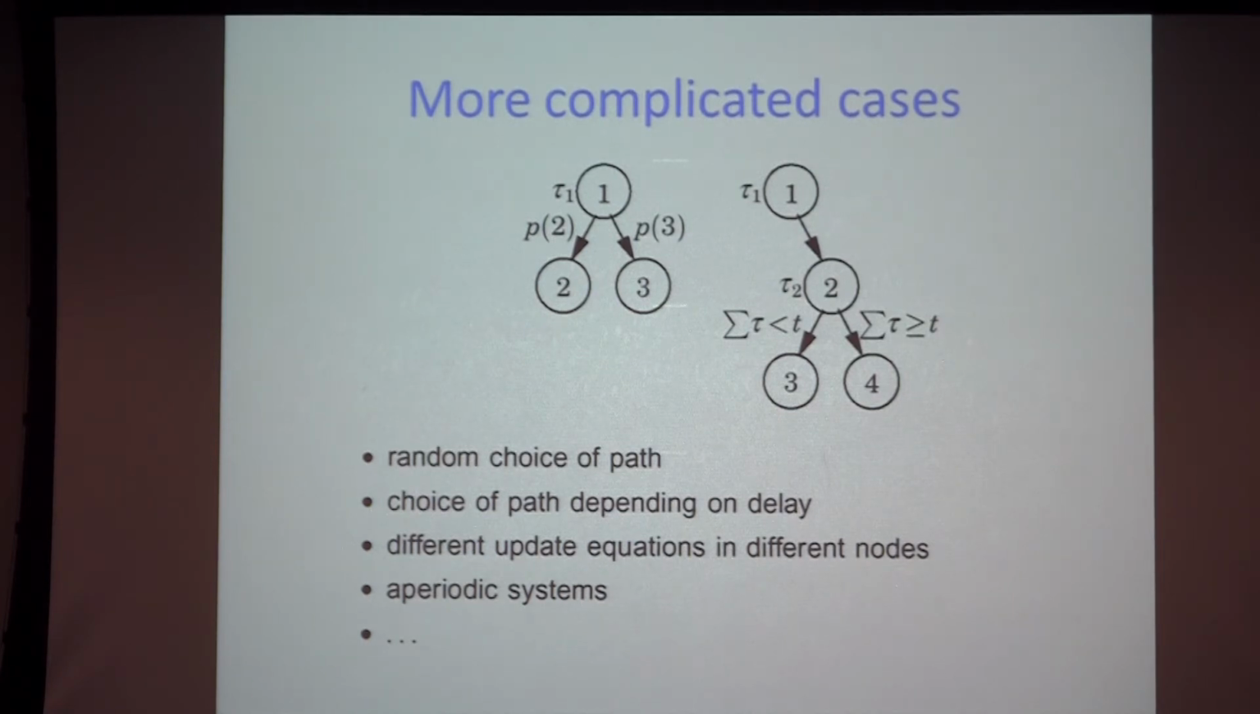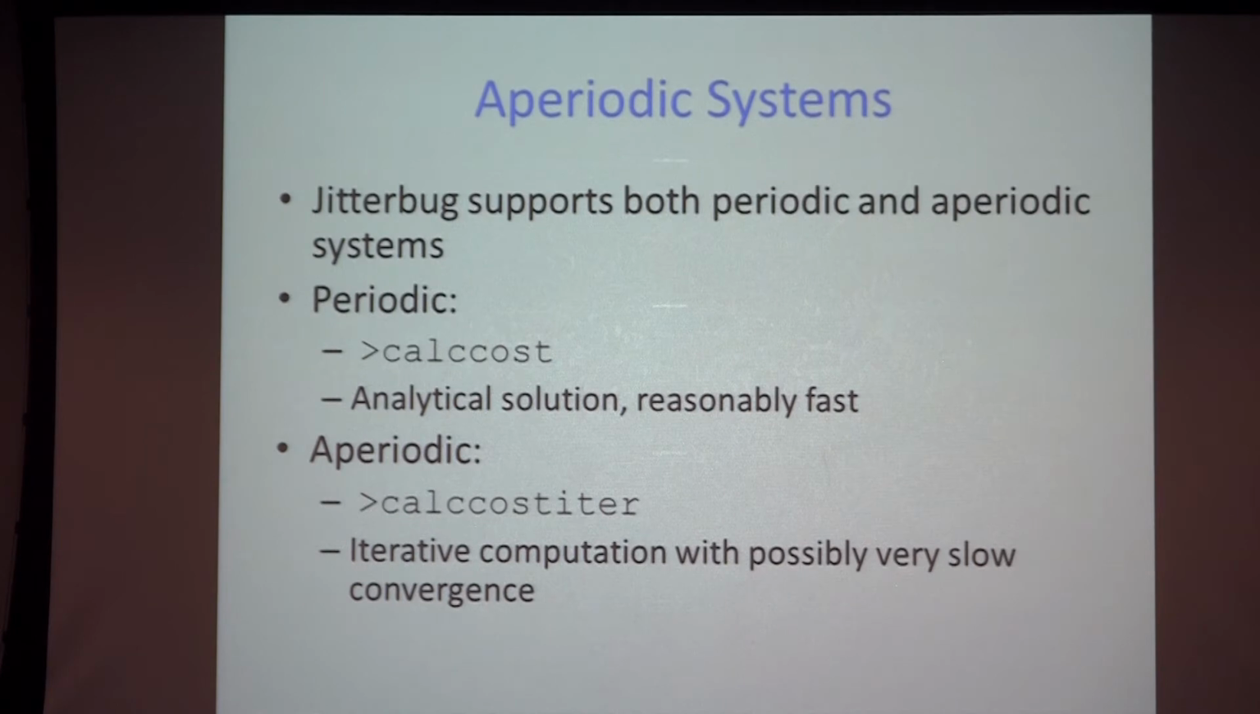And then we can have aperiodic systems. So the normal thing that Jitterbug is used for is periodic systems. You calculate the costs, you get an analytical solution, it is reasonably fast. But you can also use it for aperiodic systems, but this is somewhat experimental. It's an iterative computation with possibly very slow convergence.